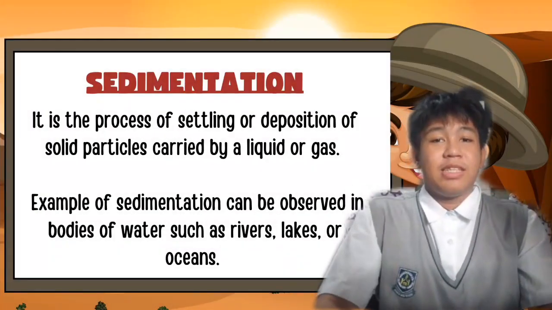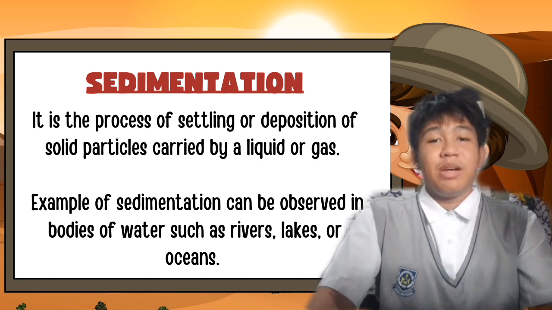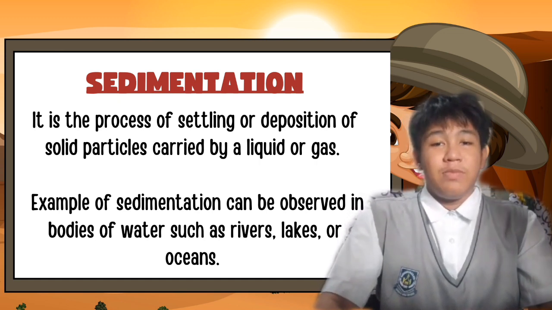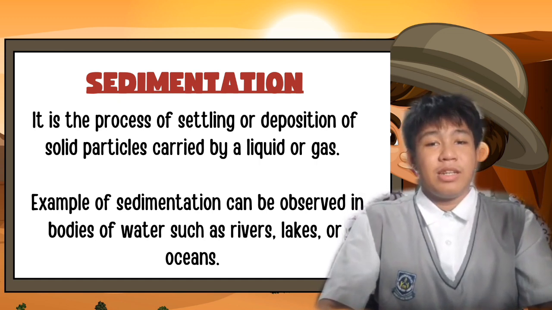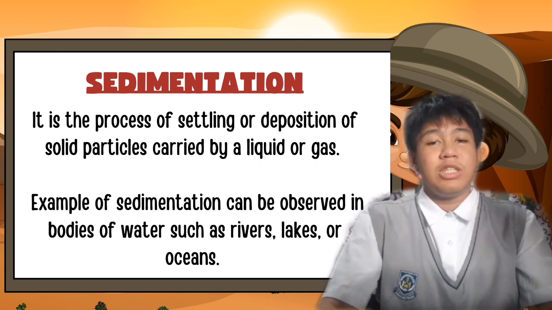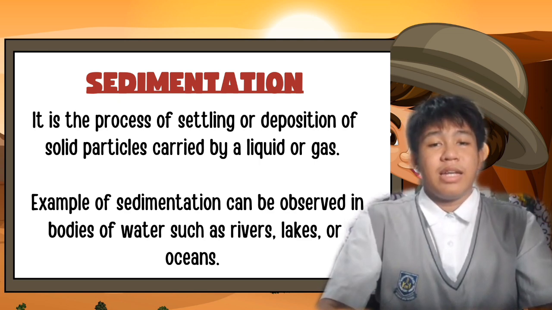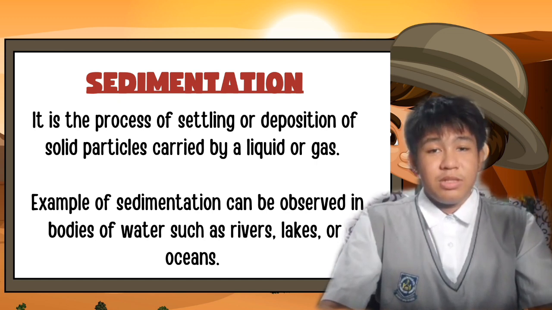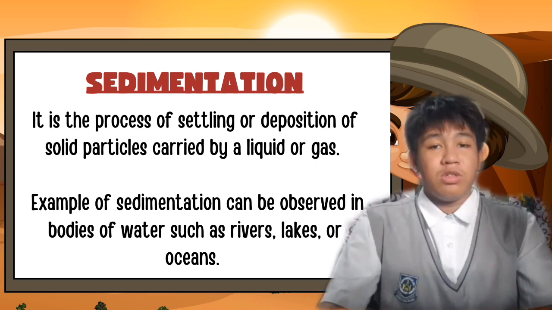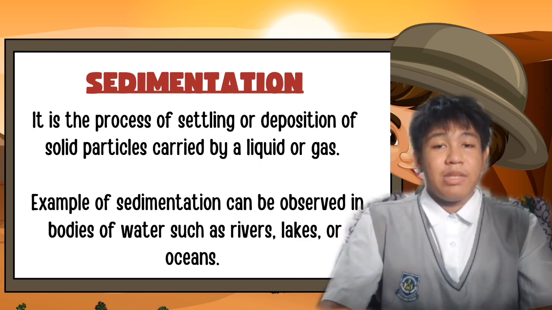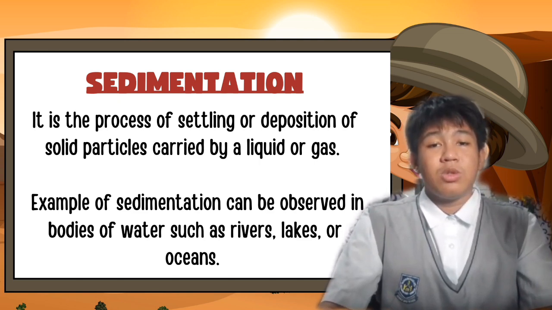Sedimentation is the process of settling or deposition of solid particles carried by a liquid or gas. When the velocity of the fluid carrying the particles decreases, the particles settle due to gravity, leading to the formation of sediment layers. This process is crucial in geology, environmental science, and engineering. An example of sedimentation can be observed in bodies of water, such as rivers, lakes, or oceans. When the water flow slows down, suspended particles like sand, silt, and clay settle at the bottom, forming layers of sediment. Over time, these layers can build up and create sedimentary rocks through processes like compaction and cementation.